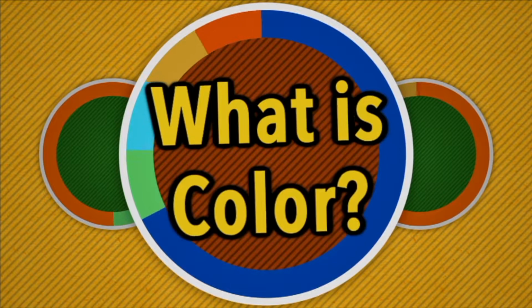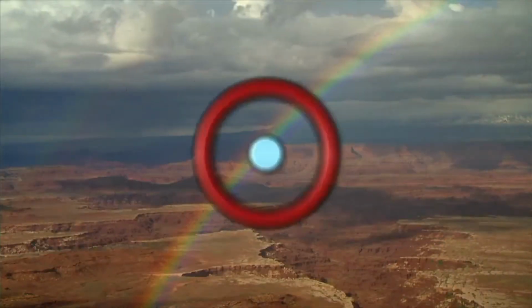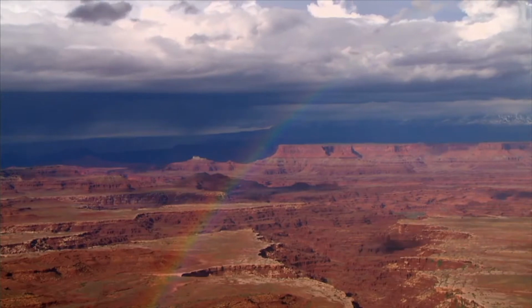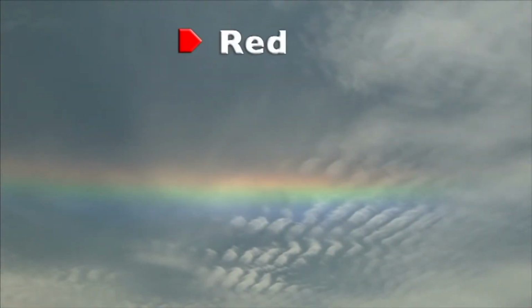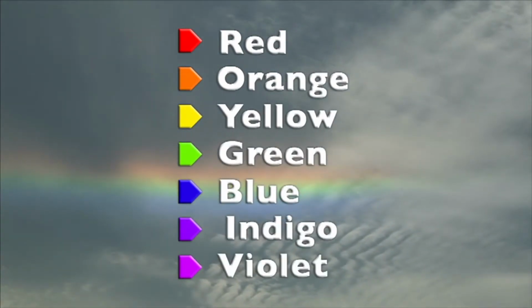What is color? The science of light isn't just for scientists. Everyone uses it, even artists. We talked about how light is part of the electromagnetic spectrum, and that light is the visible part of the spectrum. One of the most interesting aspects of visible light is color, and artists know more than a thing or two about color. If you've ever seen a rainbow, you've probably seen all of the colors of light. They are red, orange, yellow, green, blue, indigo, and violet.